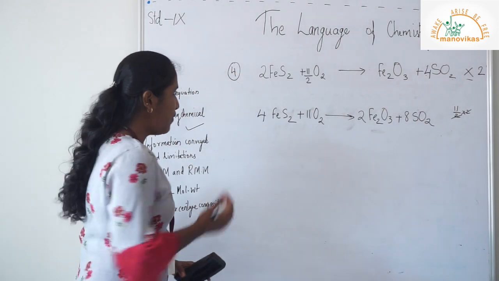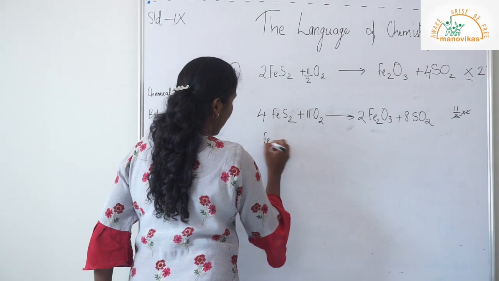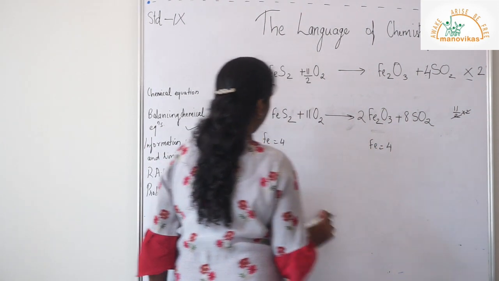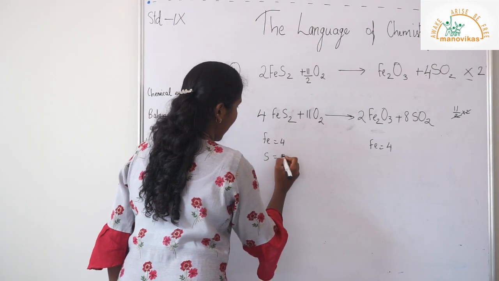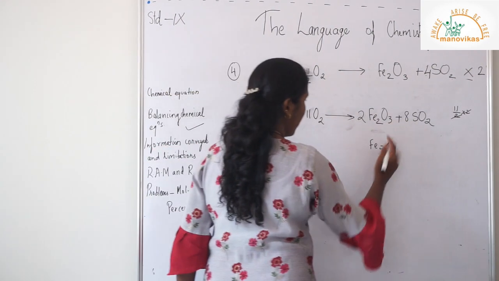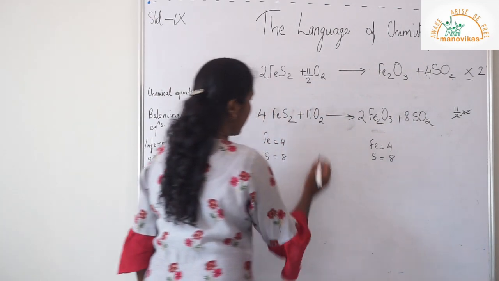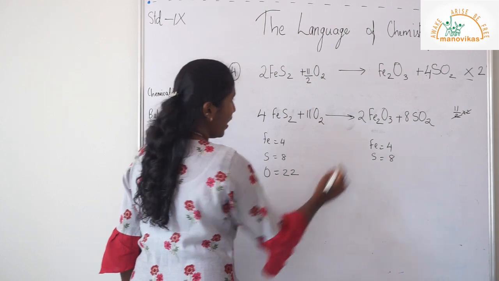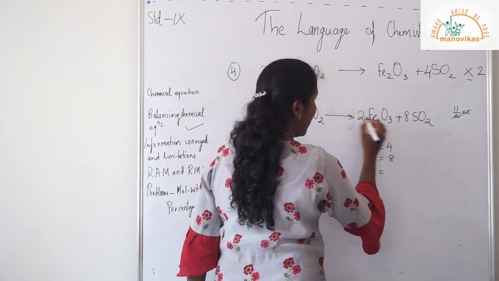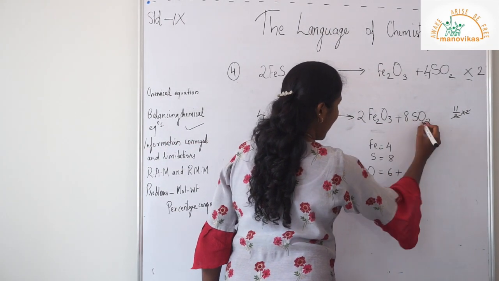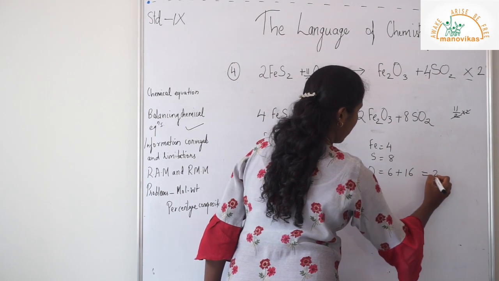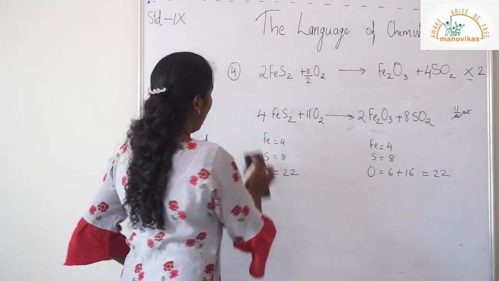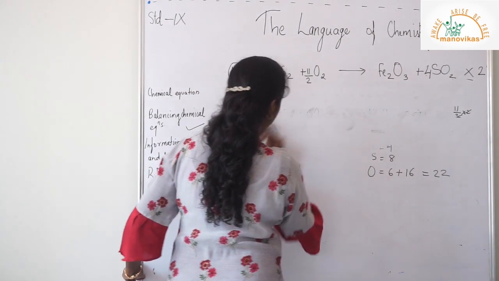So let's check if it is balanced. Fe is 4. On the right hand side, Fe is 4. Sulfur is 8, 4 twos are 8. Over here, sulfur is 8. Oxygen, 11 twos are 22. And here, oxygen is 3 twos are 6 plus 8 twos are 16, which equals 22. So the equation is balanced. Let's go for the next example.